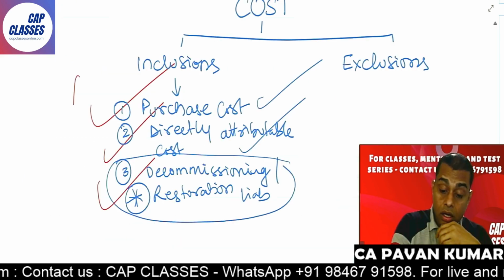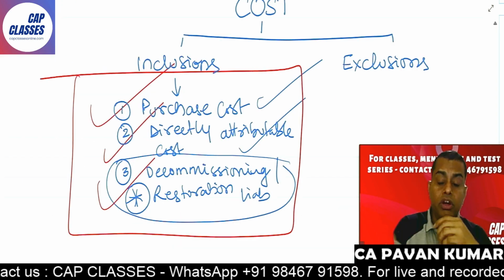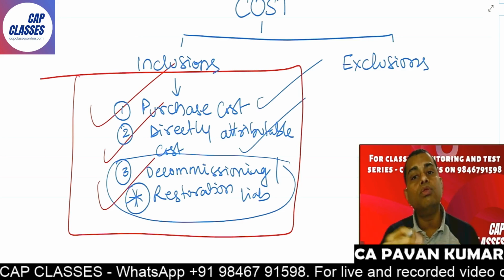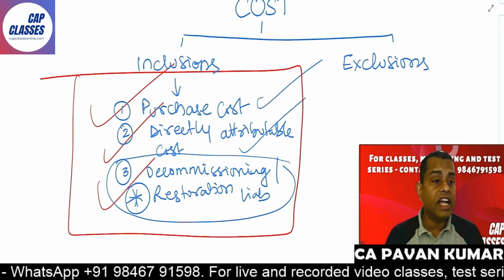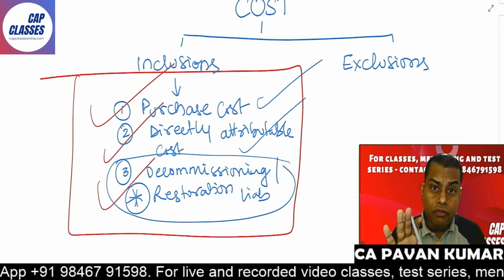So I hope you understand these 3 points. Now you need to read theory, and then I'll give you some examples and we'll solve some problems, and then we'll go to exclusions also. Clear so far? Any doubts till this?